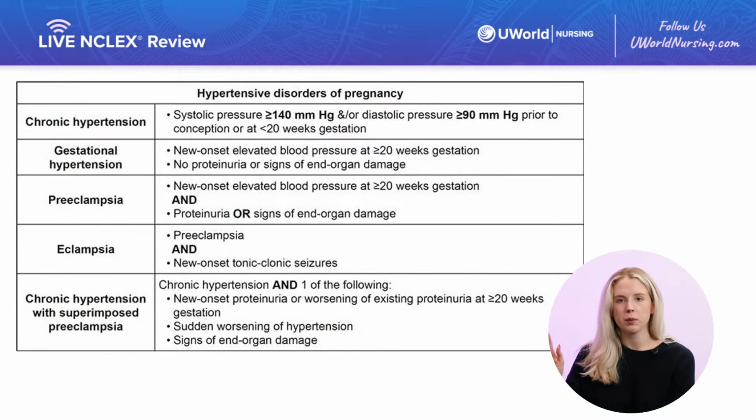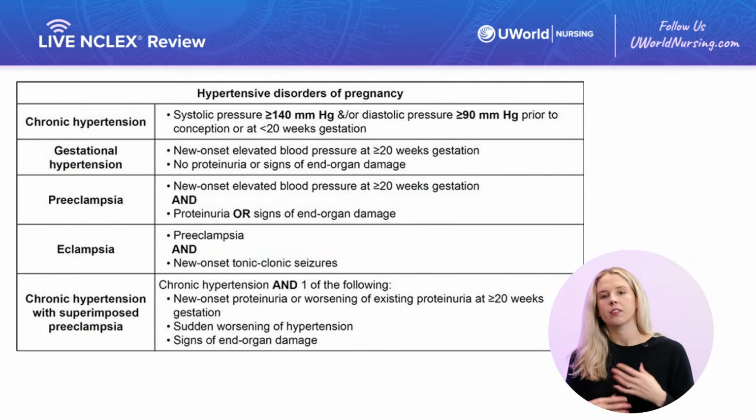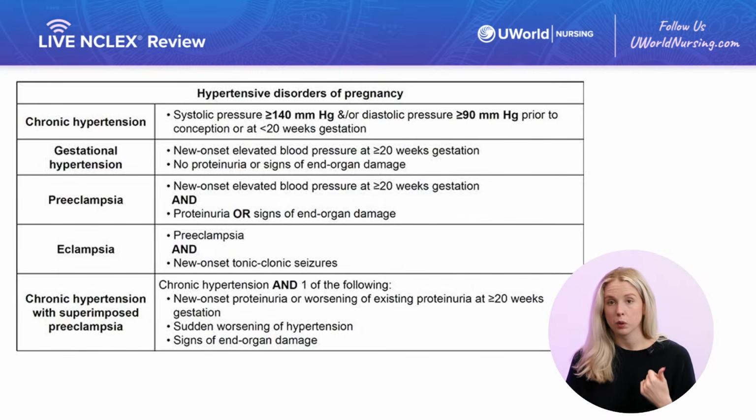All right, so we're going to jump to our preeclampsia image. Now, we have two different kinds of preeclampsia that I want to touch on. So we have preeclampsia without severe features. This is going to be blood pressure of 140/90 or greater with the presence of proteinuria.